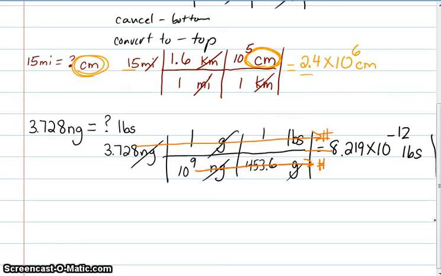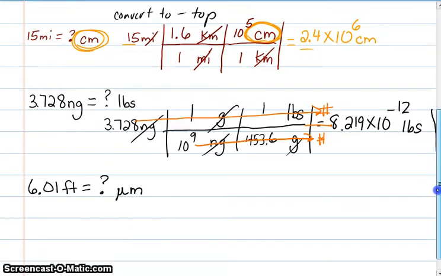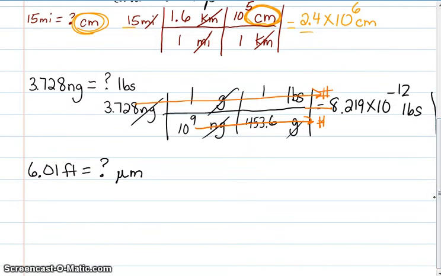Let's do one more example. Well, let's do an example with height. So if a student is 6.01 feet tall, how tall are they in micrometers? Think about this before we solve it.